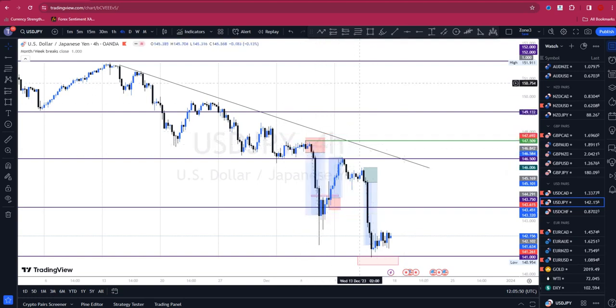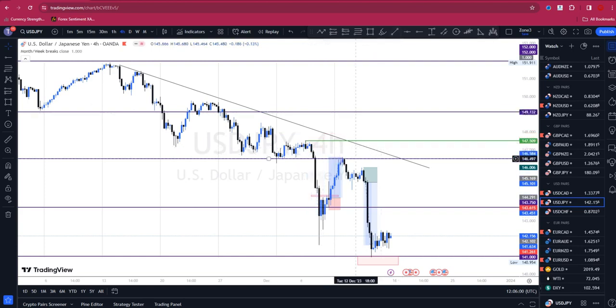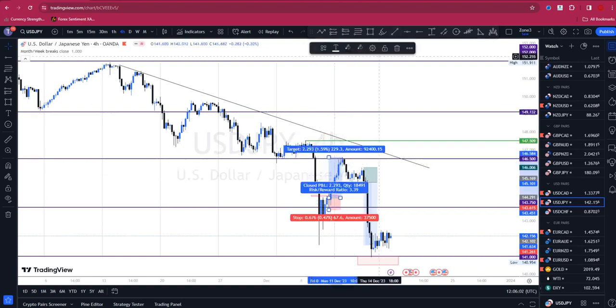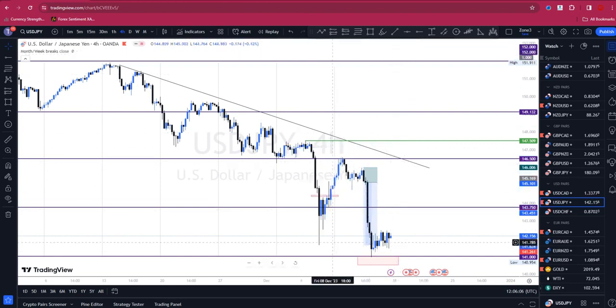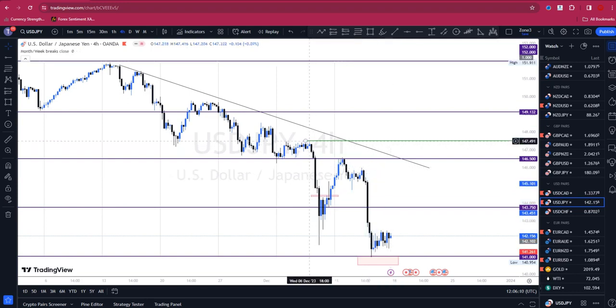Now I waited for this candle to close. That is the bullish candle, the blue bullish candle. Let me remove this risk reward for you to see. Here I'll also remove this one, for us to have a clean explanation. So here I waited for this bullish candle to close. That is a 4-hour candle.